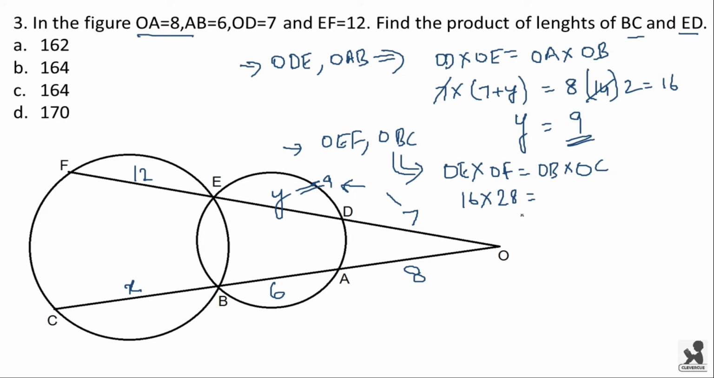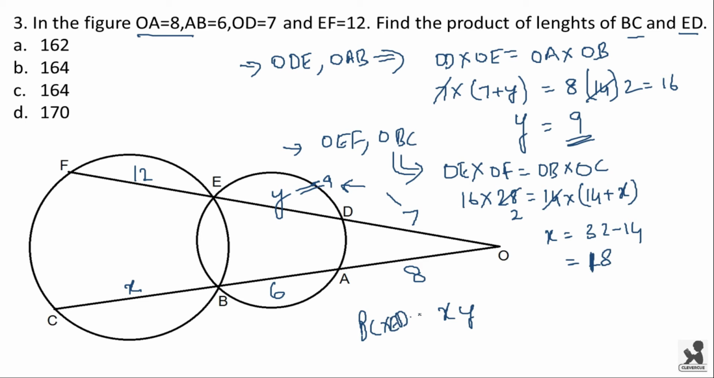We have the length of OB as 6 plus 8, 14, into the length of OC, which is 14 plus X. 14 into 2 is 28, and we have X is equal to 32 minus 14, and the length of X is 18. Now we are asked the product of BC and AB. BC into ED is nothing but XY, which is equal to 9 into 18. We have got this as 9 into 9 is 81, and 81 into 2 is 162.